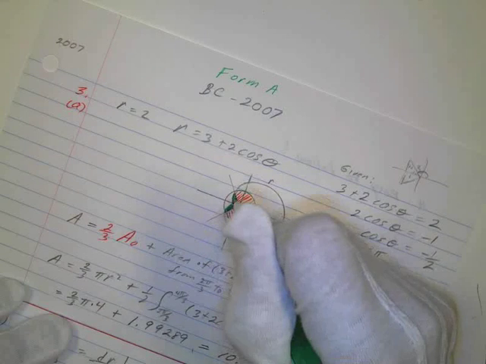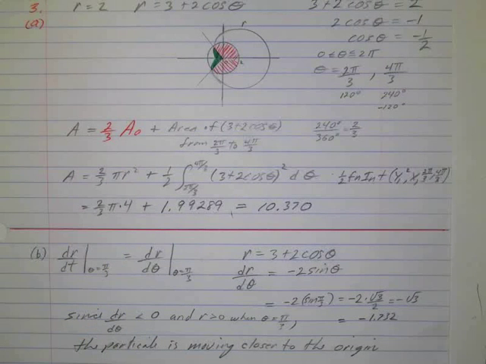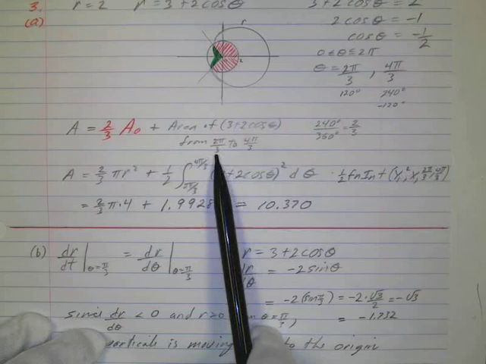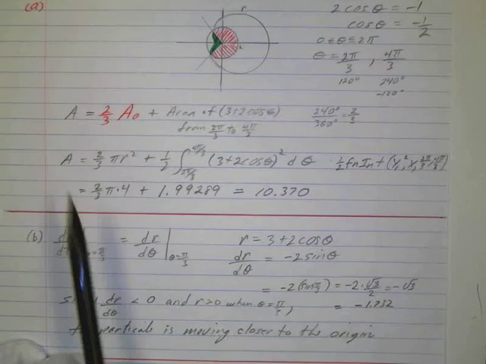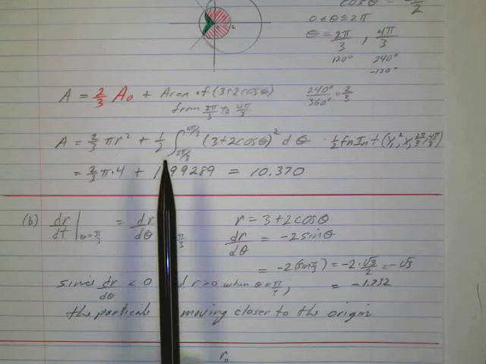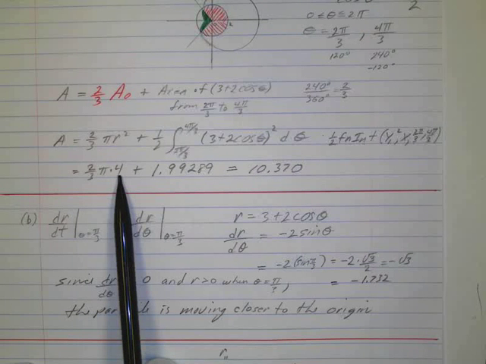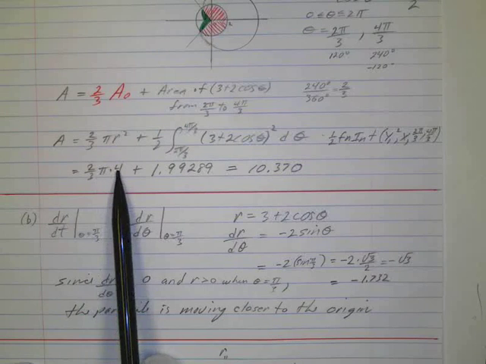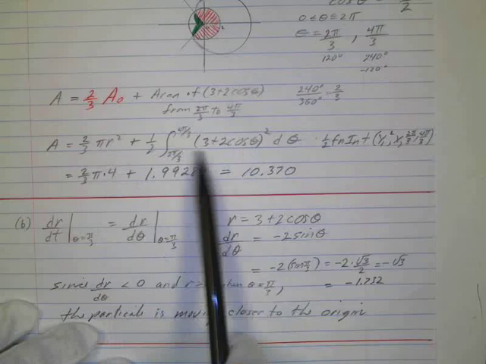So in order to find that, we just have to add 2/3 of the circle plus the integral of the area of the cardioid from 2 pi over 3 to 4 pi over 3. Okay? So I just wrote it over here. 2/3 of a circle is 2/3 pi r squared. The radius was 2, so 2 squared is 4, so it's 2/3 pi times 4, or 8/3 pi. And then this is going to be this integral here.